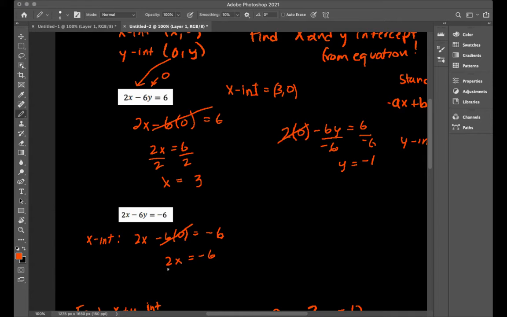-6. Okay. So from here, -2. Okay. So again, all we do is want to divide by 2 on both sides. It's going to give us a value of -3. Okay, -3. So that would be the x-intercept, and that would be x-int.